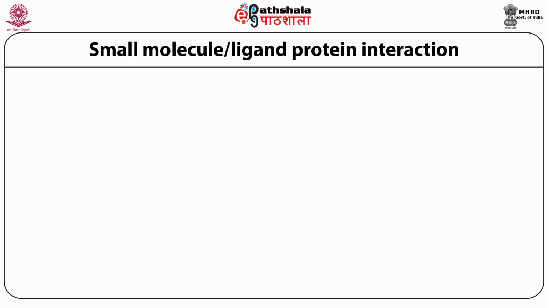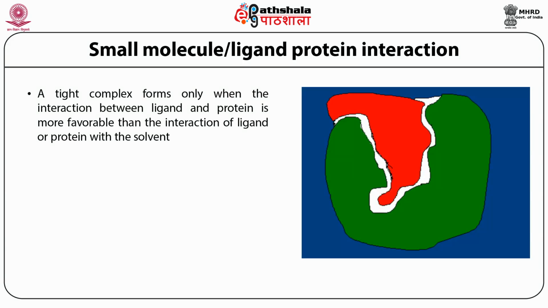Interaction of small molecule or ligand with protein. A tight complex between the ligand and protein forms only when the interaction between them is more favorable than the interaction of the ligand or protein with the solvent. We need the knowledge of the two surfaces and also the balance of forces, because the first most important thing for interaction is the structural compatibility between the ligand or small molecule and protein.